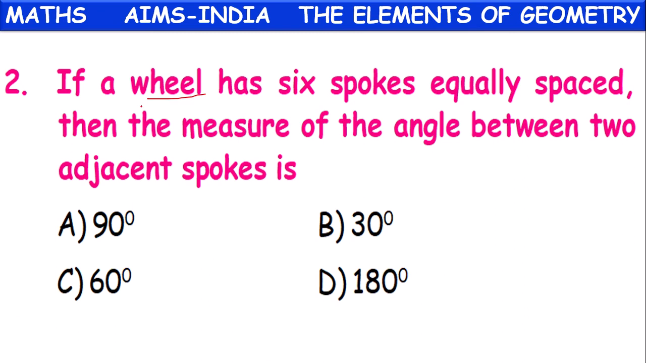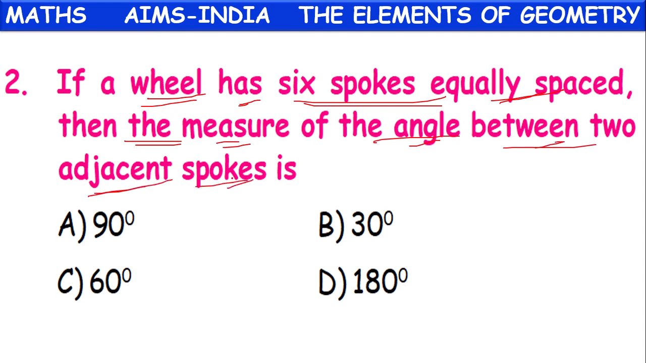Next, a wheel has 6 spokes equally spaced. Then the measure of angle between the two adjacent spokes is how much? Total angle in the circle, in the wheel, is 360 degrees. It is divided into 6 parts with 6 spokes. Let's divide by 6. Then the angle between two adjacent spokes will be 60 degrees. So C option is the correct answer.